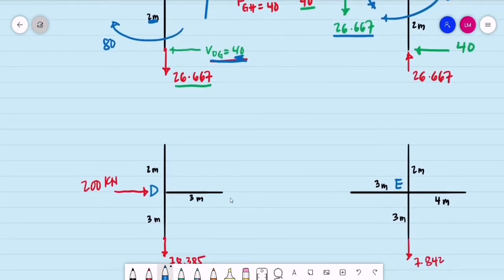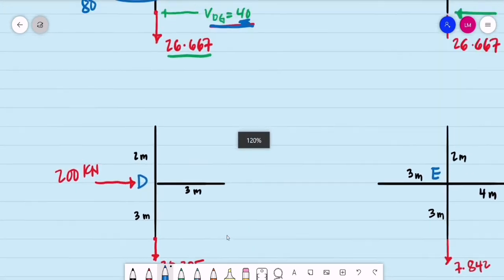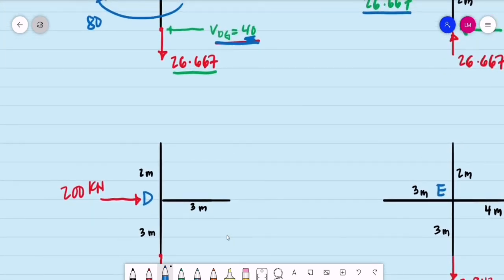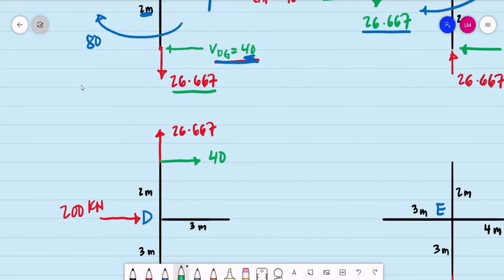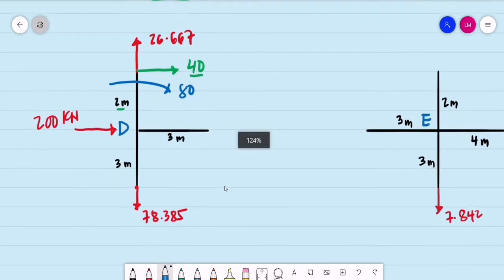So from joint G, we proceed to joint D. So we have the axial force from the previous joint, that is downward. So this time we take the opposite direction. This is 26.667 upward. We have a shear that is to the left. So this time, this shear should be to the right. Then we may also consider the moment. So this 80 kilonewton meter, that is 40 kilonewtons times 2. We can have it as the 80 kilonewton meter. Then we are to compute for the other unknown.